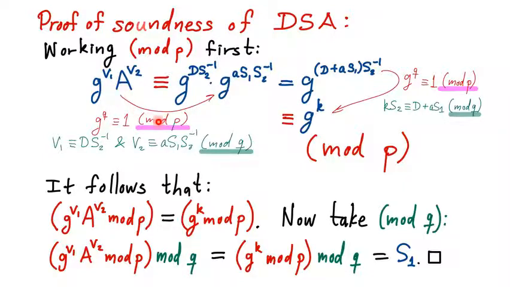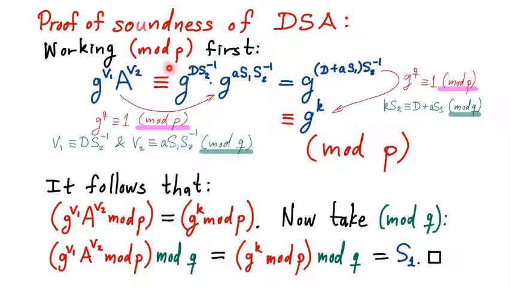So if you do the calculation here, remember that V1 is D S2 inverse modulo Q. Remember that green means modulo Q. And V2 is A S1 over S2 modulo Q. So G to the V1 becomes G to the D over S2. And A to the V2, the public A is G to the a, and V2 is S1 over S2. So we get this. This is a congruence modulo P.